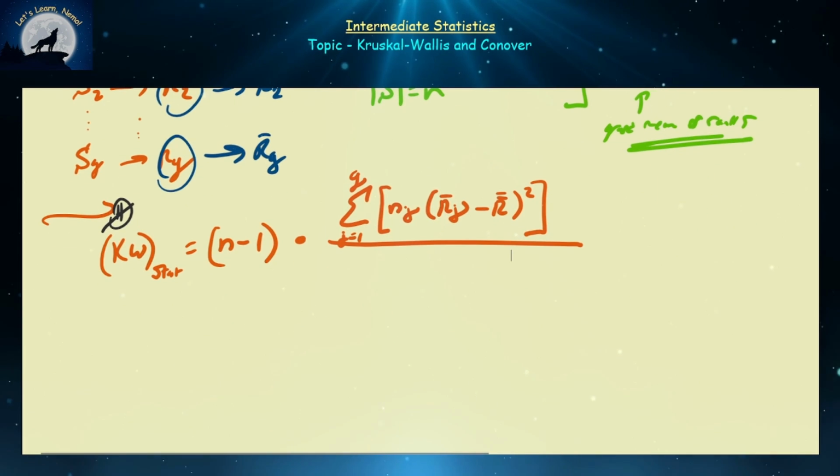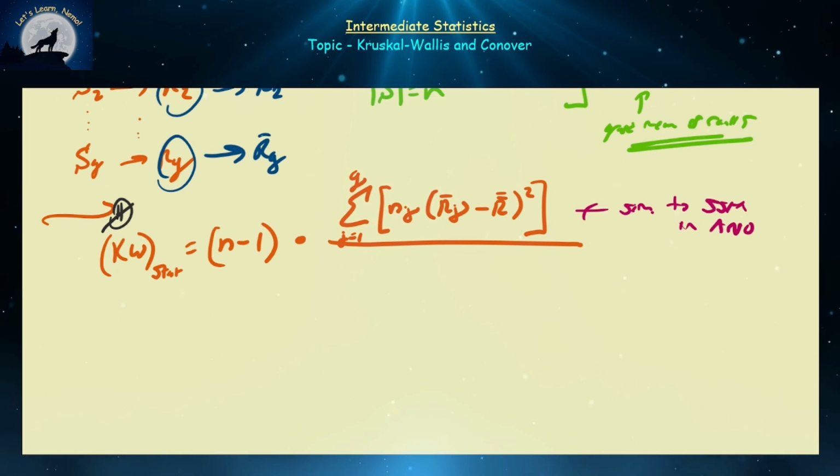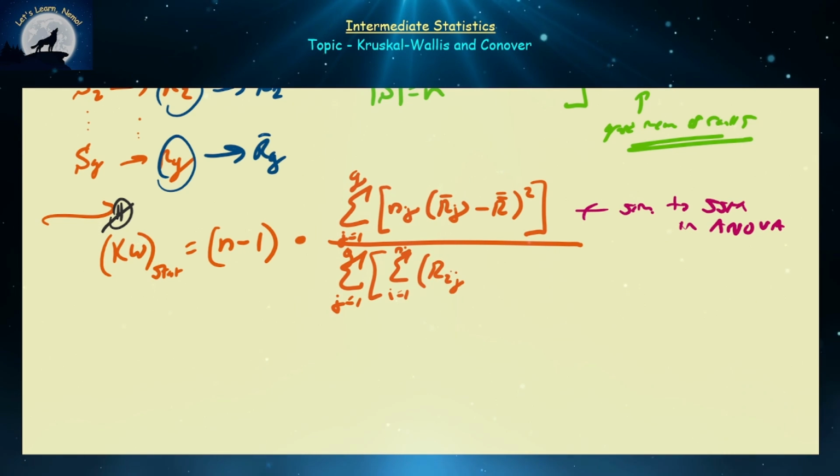Now, if you're familiar with the ANOVA test for parametric testing that assumes normality, this is similar to the SSM in the ANOVA test. The only difference is you replace r bar j with x bar j and r bar bar with x bar bar, and you get the SSM for your ANOVA test. And on the bottom, we have the sum from j equals 1 to g of the sum from i equals 1 to nj of r_ij, the individual ranks of each of the groups, minus the grand average, squared.